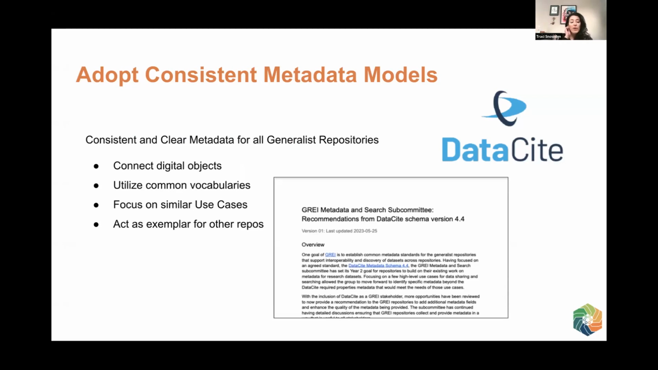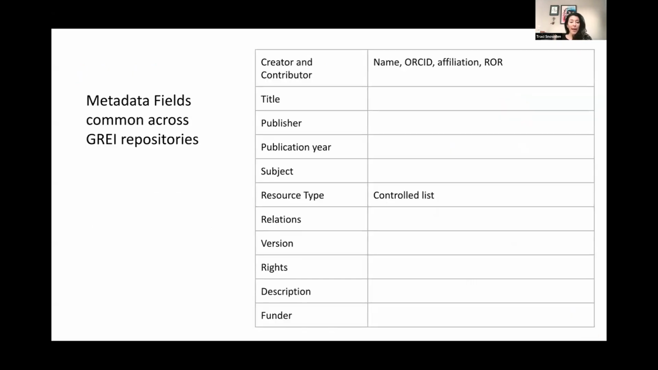So in terms of consistent metadata, GREI is adopting consistent models and has made recommendations that, as Anna mentioned, allow us to move forward with DataCite as a very critical partner in this area. And these can also be found using a DOI via Zenodo. And you can see from this slide just how much progress has actually been made, as a significant number of metadata fields are now shared across all repositories.